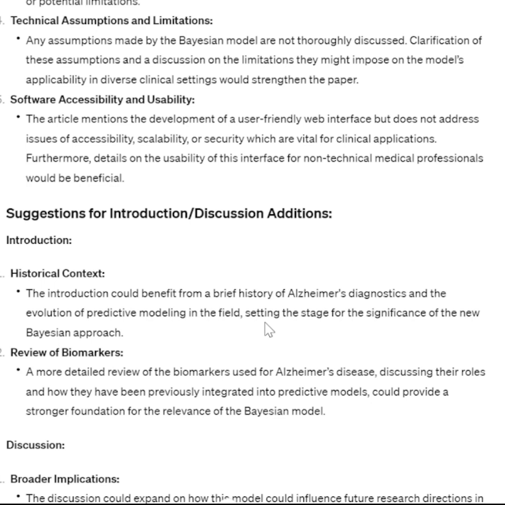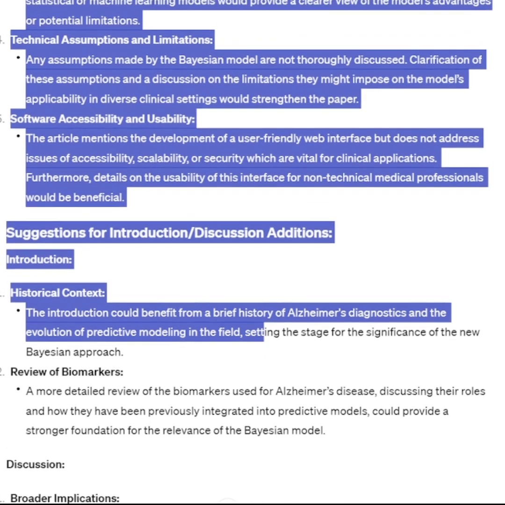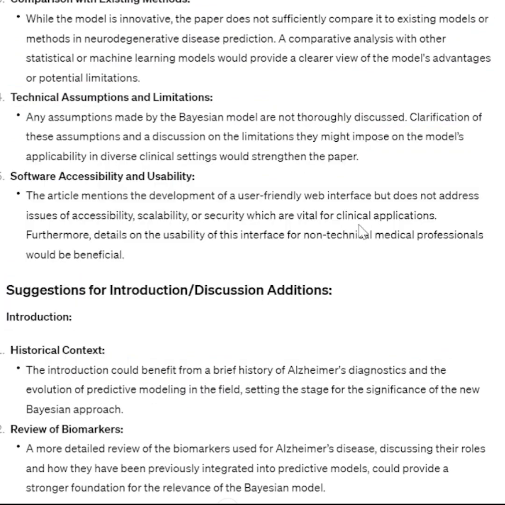3. Comparison with existing methods. While the model is innovative, the paper does not sufficiently compare it to existing models or methods in neurodegenerative disease prediction. A comparative analysis with other statistical or machine learning models would provide a clearer view of the model's advantages or potential limitations.